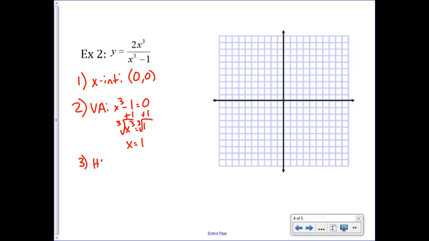Horizontal asymptote. My largest degree is 3. So how many x to the thirds do I have on top? I have 2. How many on the bottom? 1. So 2 divided by 1 equals 2. So horizontal asymptote at 2. I'm going to go ahead and plot both of those. So vertical asymptote at x equals 1, horizontal asymptote at y equals 2.